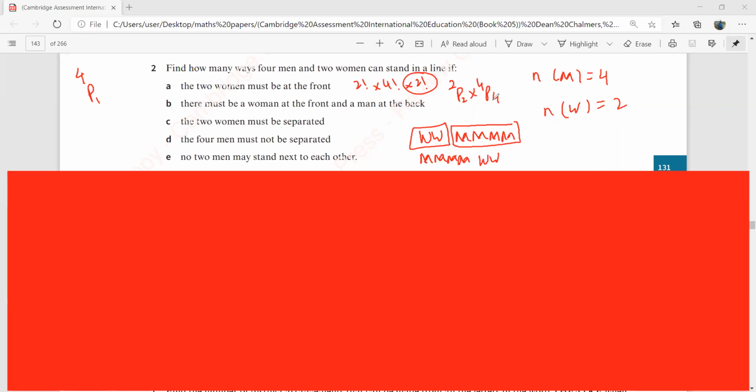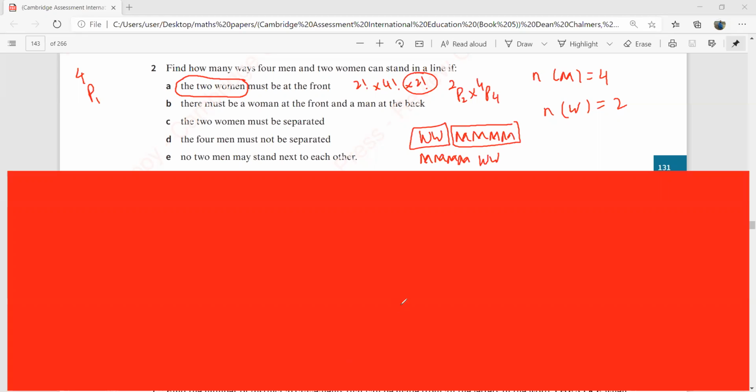We'll do 4 factorial. Beta, listen, I really appreciate that you people are so openly discussing these things. The thing is, beta, it says the 2 women must be at the front. It doesn't say that one of the 2 women must be at the front. It says the 2 women. And I thought you were talking about the second part. Oh, sir, are you talking about the A part? I'm still at the A part.